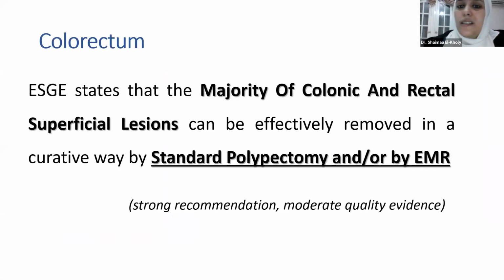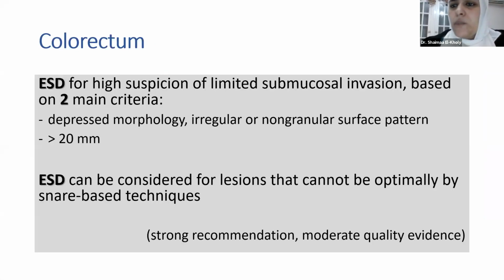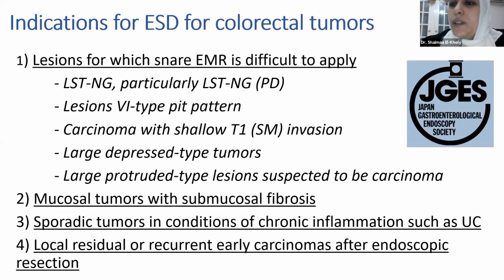So when it comes to the colon, it is actually one of the most forgiving organs. Here is a statement stated by the ESGE. It states that most of the colonic lesions or polyps can be removed by the standard polypectomy or EMR. And the ESGE confined ESD to just two indications. First, for the lesions that may show suspicion of submucosal invasion and lesions that are not optimal for EMR. But maybe the Japanese were a little bit more bold and they put a lot of indications, maybe regarding laterally spreading tumors, suspicious lesions, lesions with submucosal fibrosis, lesions with chronic inflammation, residual or recurrent lesions.